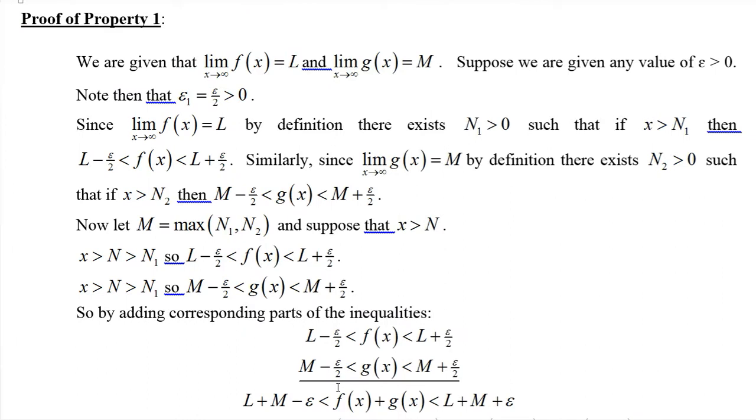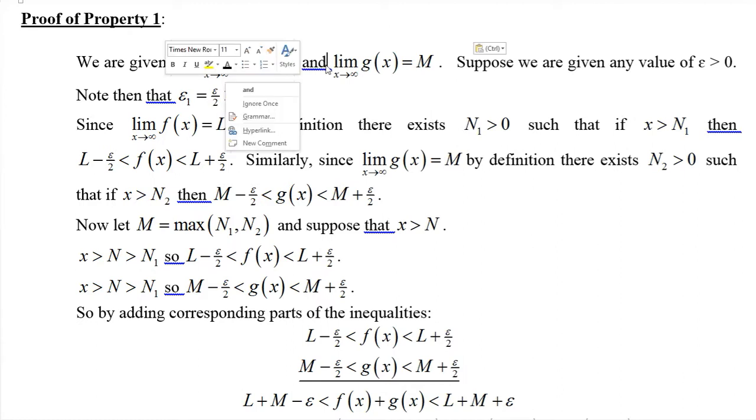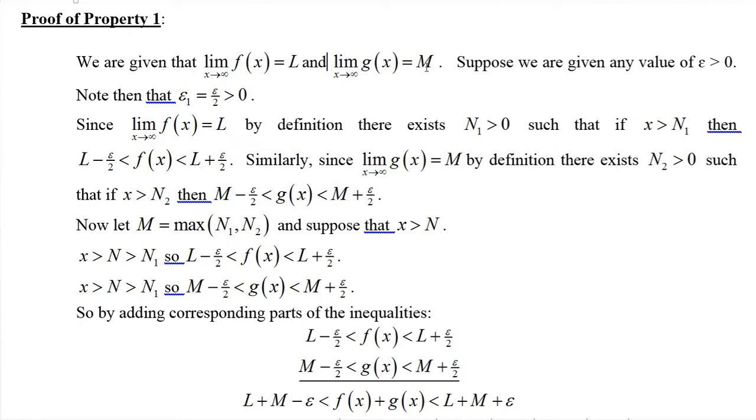Property 1 was that the limit of the sum is the sum of the limits, basically. So we're given that the limit as x goes to infinity of f of x equals L, and the limit as x goes to infinity of g of x equals m. Suppose we're given any value of epsilon, any positive value. Now, epsilon 1 then could be epsilon over 2, which is also a positive number. So corresponding to epsilon 1, there is an n1 that goes with this function f, so that this happens.